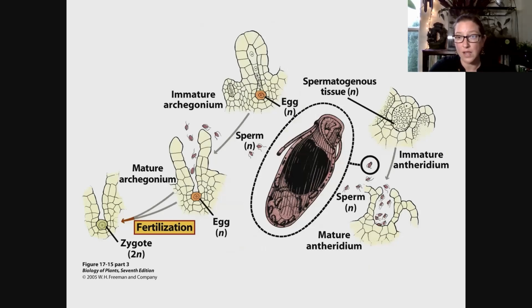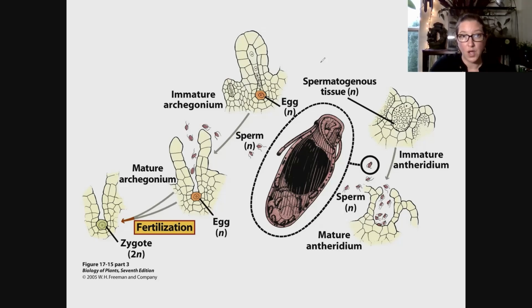So this on the right is our male sex organ, the antheridium. And inside of it is tissue that's haploid that's going to make sperm, because everything on the gametophyte is haploid. And so eventually the antheridium will mature and be able to release sperm. You can see the little sperm swimming out. Here is one that they've circled, and here it is big. This is one Lycopodium sperm.